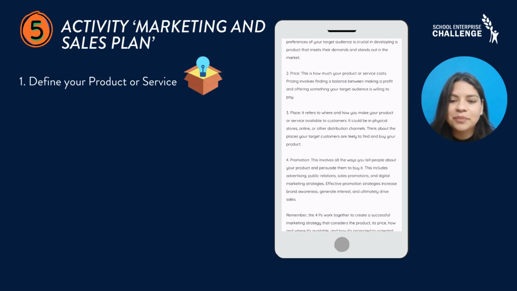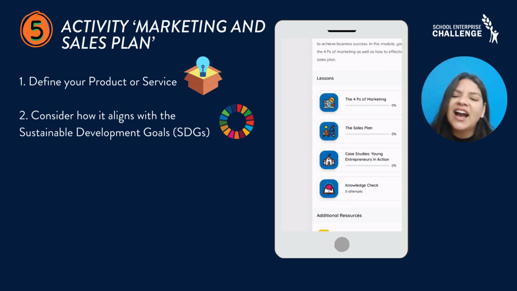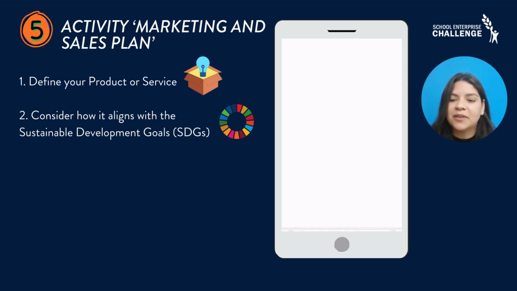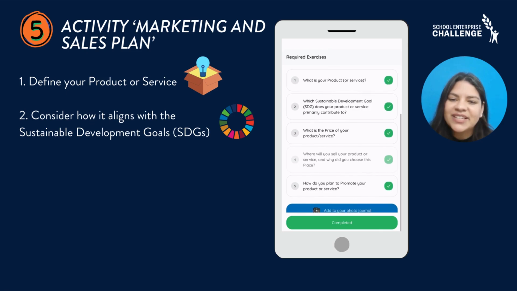Begin by defining your product or service and explaining why it was chosen. Consider how it aligns with the Sustainable Development Goals, SDGs, set by the United Nations. These goals address global challenges related to people, planet, peace, prosperity, and partnerships. It is crucial for your school business to align with the SDGs, as this connection highlights their contribution to global sustainability efforts, enhances their social impact, and fosters a sense of responsibility among students towards addressing global challenges.